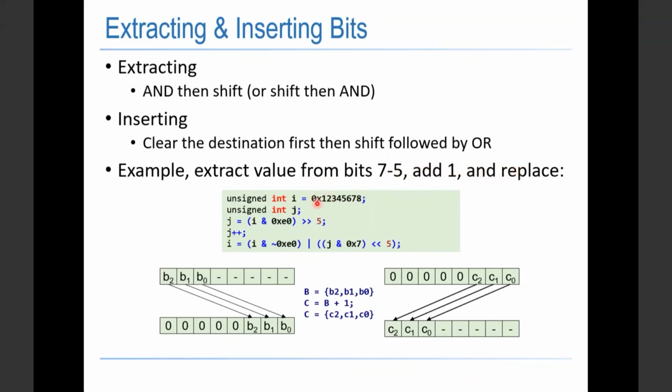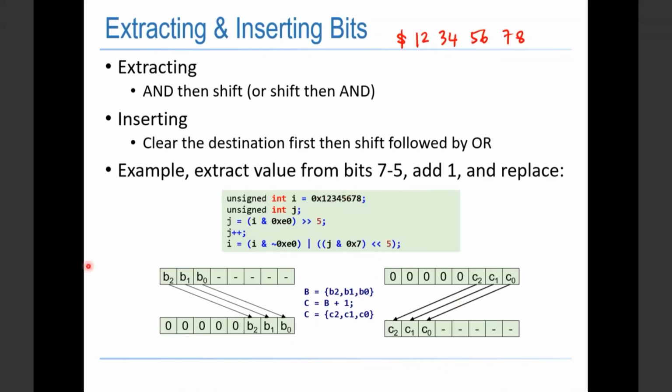For example, so this is the value. Let I equal to 0x12345678. You see here, this is a 32-bit number. So what you're going to do here is, let me write first. We have 1, 2, 3, 4, 5, 6, 7, 8. So this is a 32-bit number.